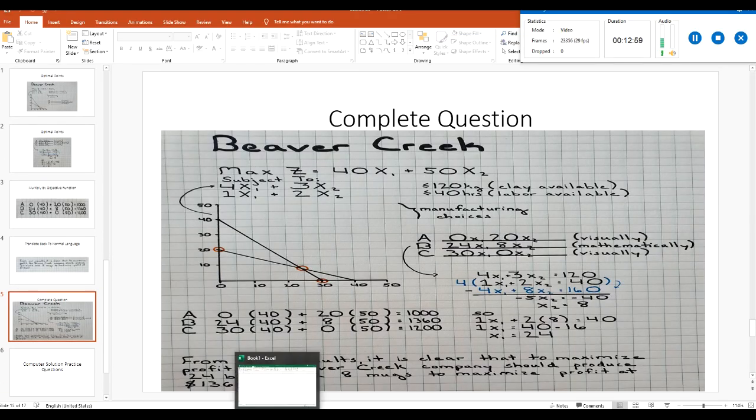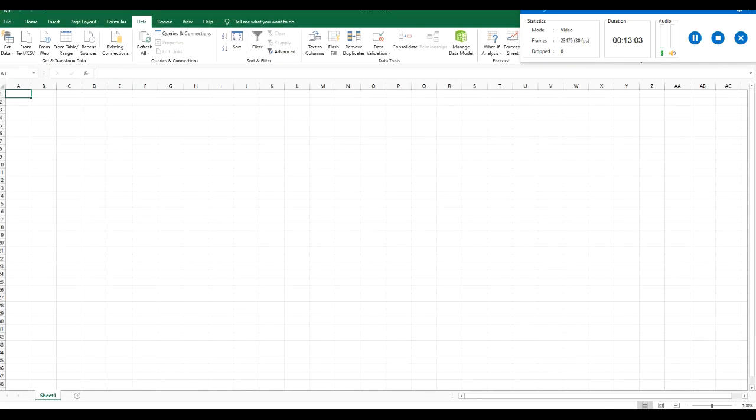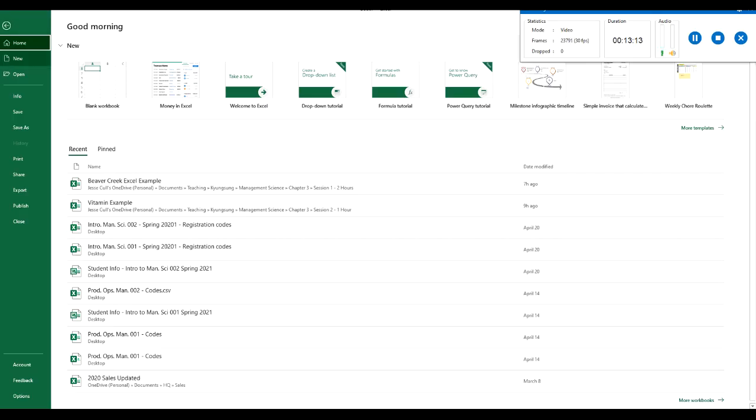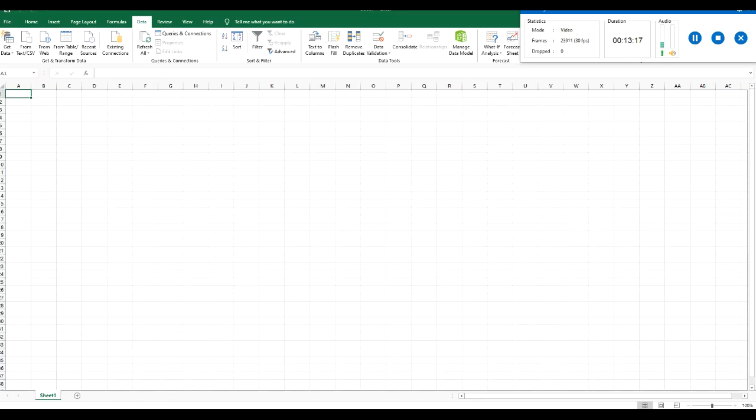So the first way we're going to solve is we're going to open Microsoft Excel. Here we have a basic Microsoft Excel worksheet. All I did was I clicked File and New. That's all I've done so far. Now, we've opened a new spreadsheet. We're going to title it, just for comprehension's sake. So we'll call this the Beaver Creek example.